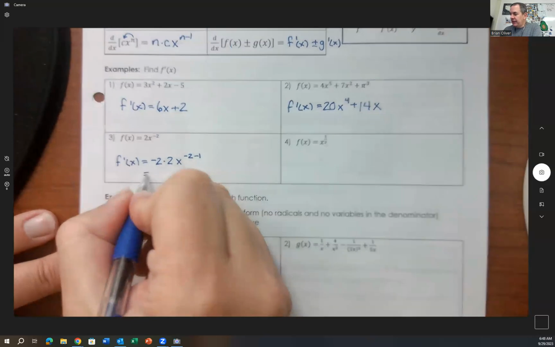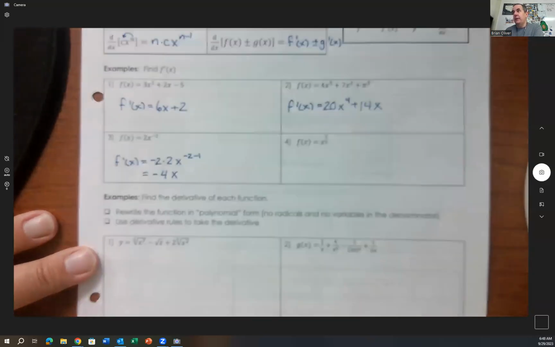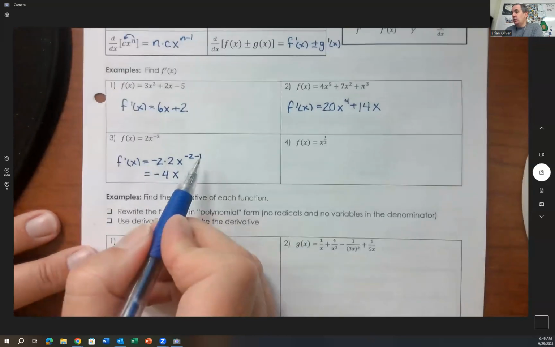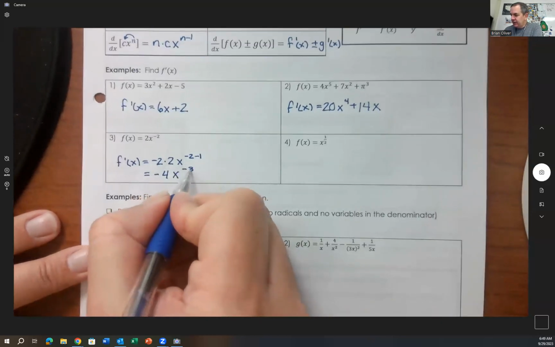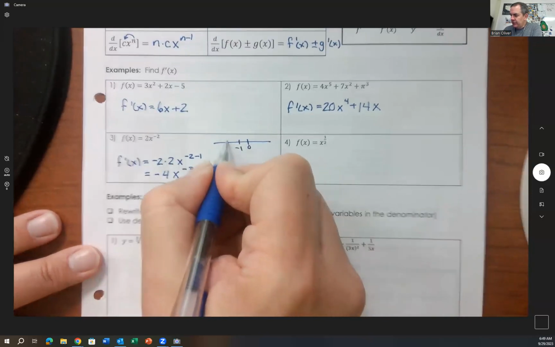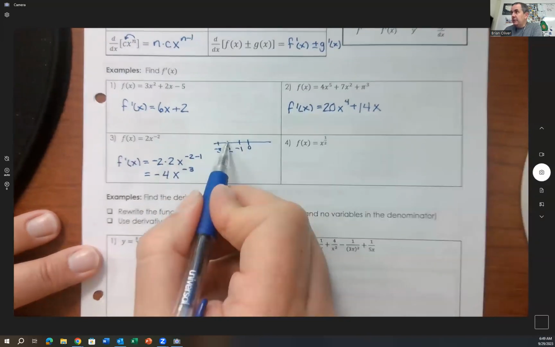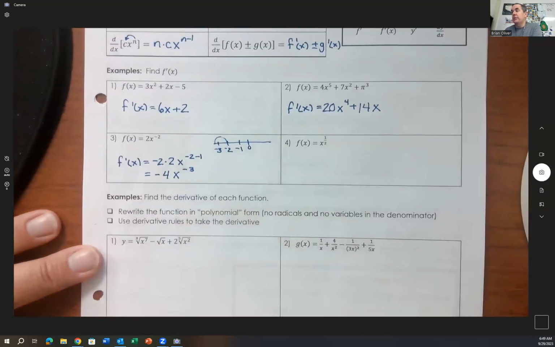So when I go to simplify it, -2 times 2 is -4x. Now here's the thing to be careful about. -2 minus 1 is -3. Think about it on a number line. There's 0, there's -1, there's -2, there's -3. If I'm at -2 and I subtract 1, I'm going backwards. That's -4x to the -3.